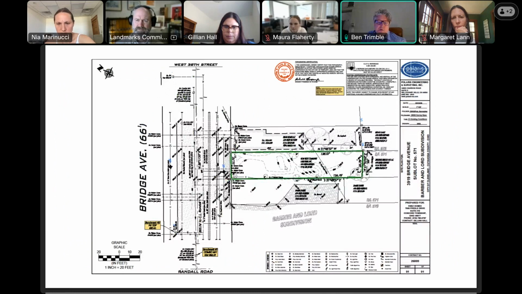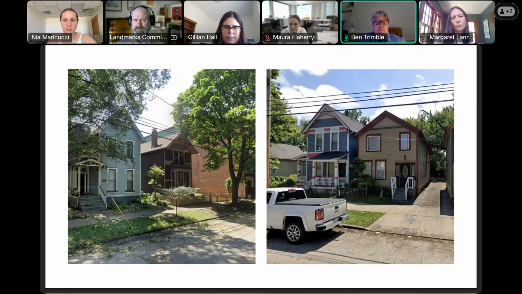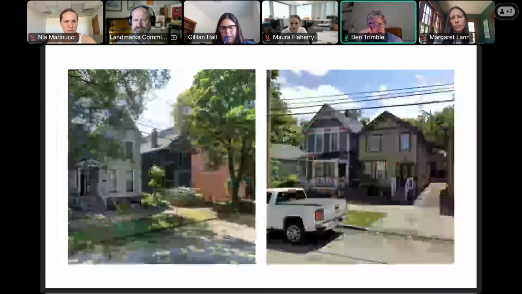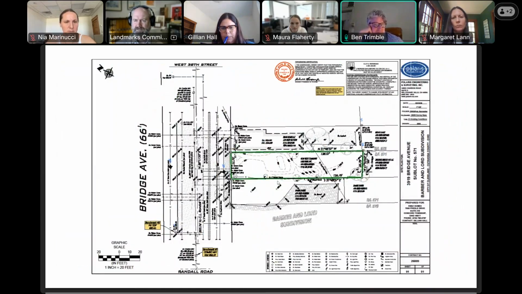if those context photos are right, probably past halfway past the neighboring house to the rear of it. But it wouldn't be that far back. And that would allow us a 20-foot by 25-foot backyard in the rear. So just right about there would be the front of it.